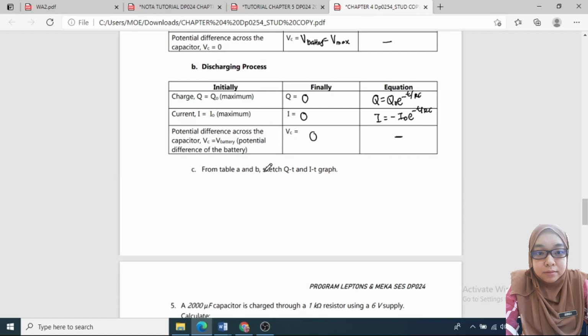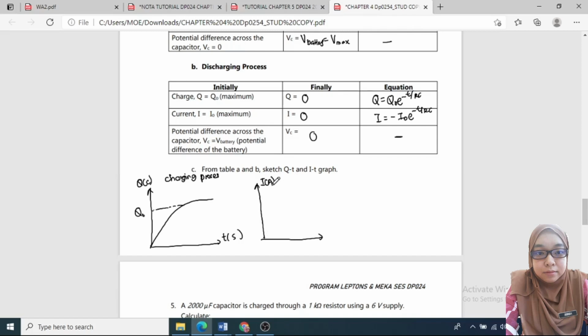So from table A and B, sketch the Q-t and I-t graph for charging process. So in the graph, and then this is your Q0. And then for the graph I-t, I0. And then discharging.